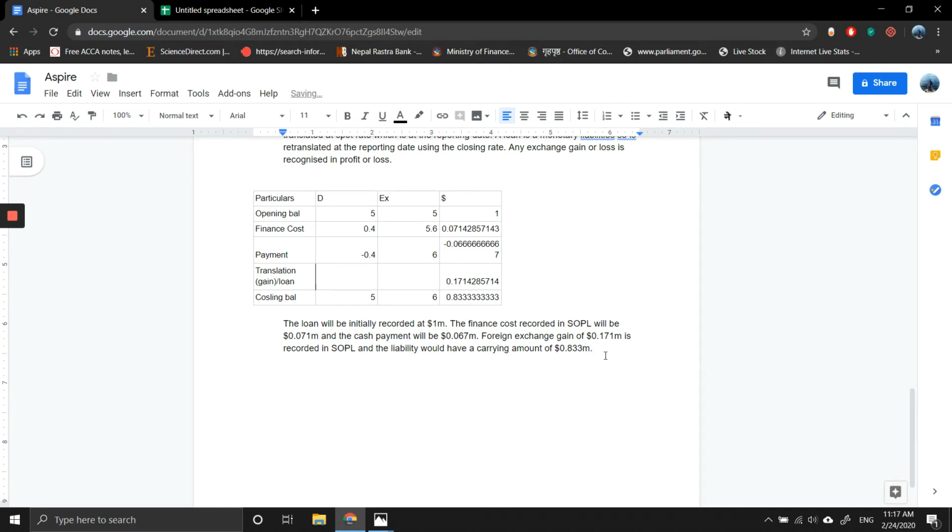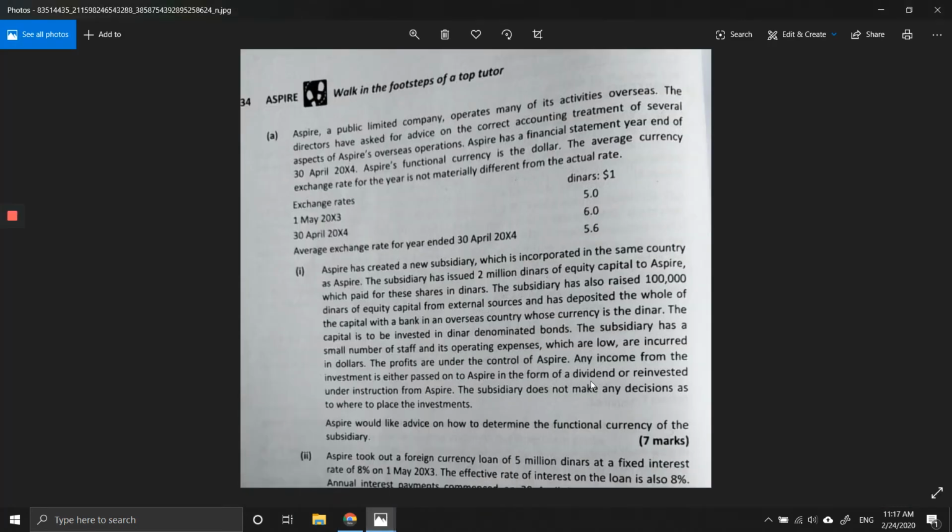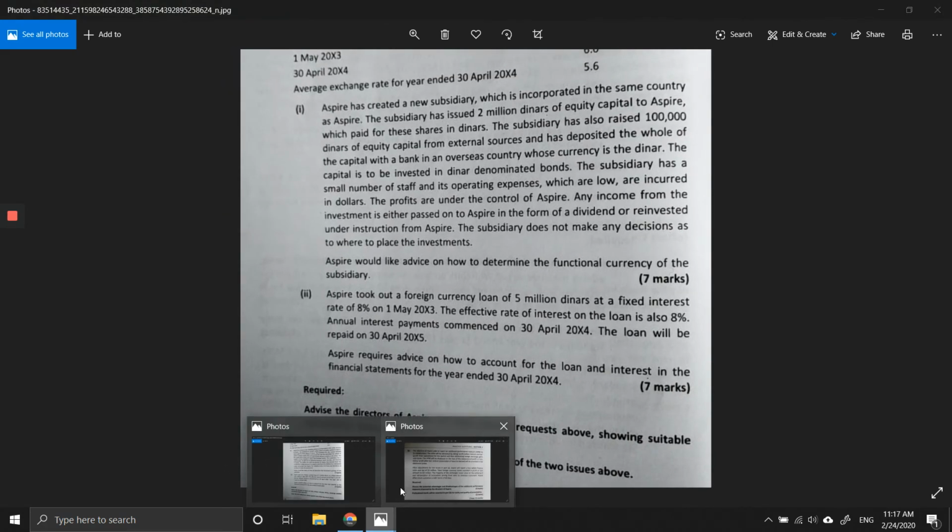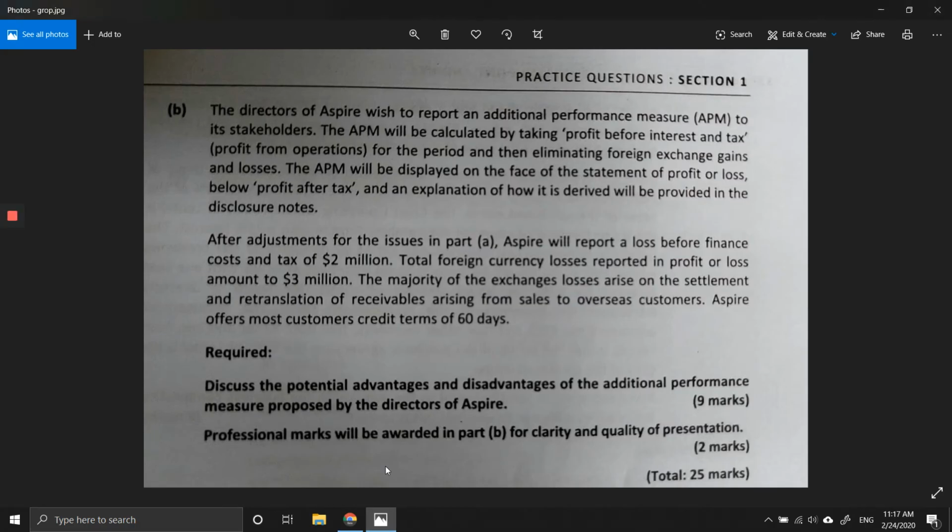So once that's done, I guess we can move on to the next question. So what is the next question about? Okay, so now this is done, we can close this off. The directors of Aspire wish to report additional performance measures to its stakeholders. APM will be calculated by taking profit before interest and tax. Okay, profit from operations, which they mean.